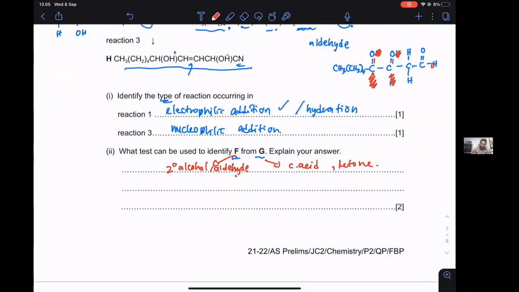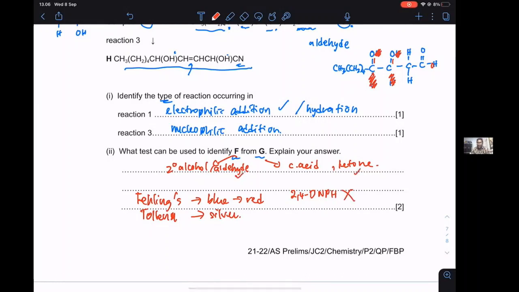There is an aldehyde, so you can use Fehling's solution. You can also use Tollens' reagent. Tell us what will happen: Fehling's is a blue solution that becomes a red precipitate when heated, and Tollens' will give you a silver mirror. So we can identify. Some students write down 2,4-DNPH. The answer is wrong. We will not accept it, because 2,4-DNPH will react with F and will also react with G. So we don't accept that.